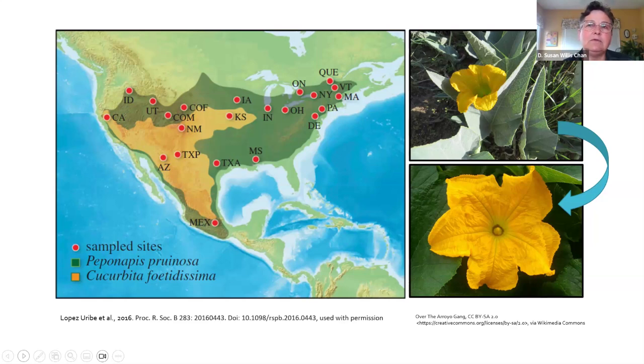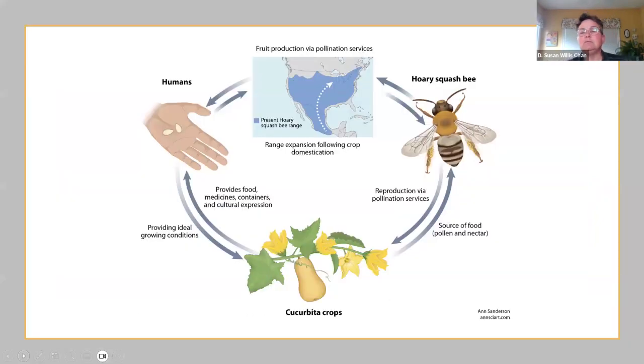And this is important because it means that this bee is entirely dependent in the green area on this map on human crops grown by humans. So we have kind of a responsibility to this bee, in my opinion. Okay, we could say that humans, squash bees, and cucurbita crops, which are pumpkin and squash crops, are in a reciprocal relationship. We need to guard that relationship and protect it.